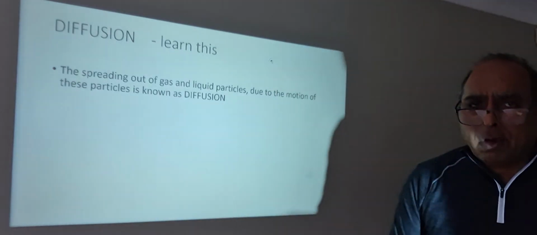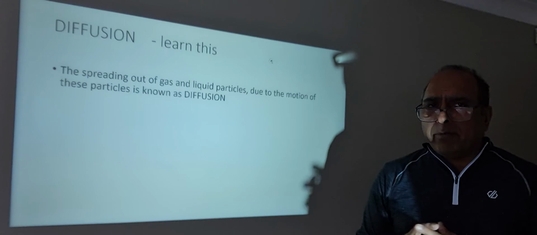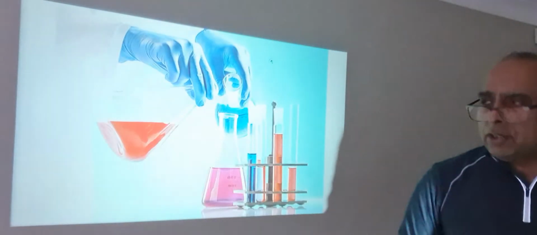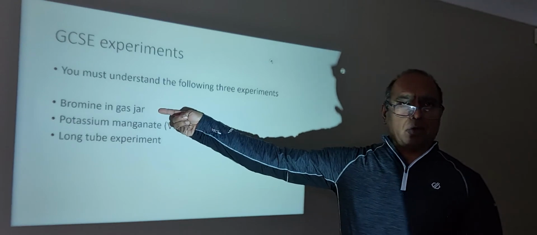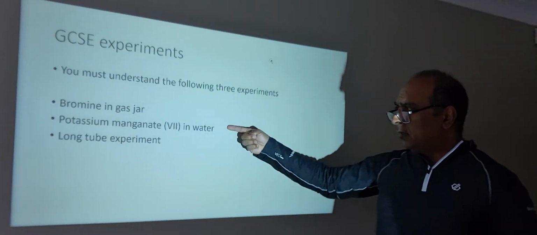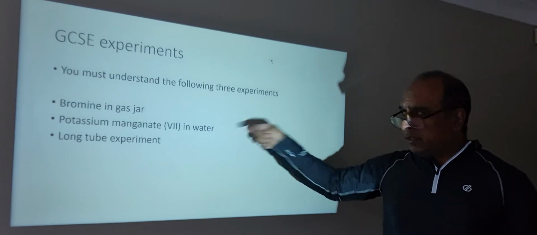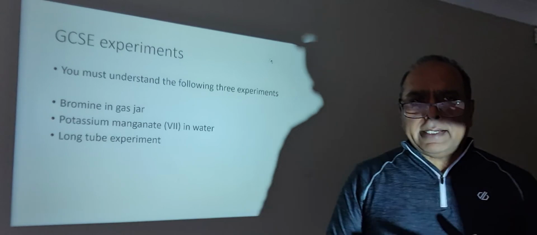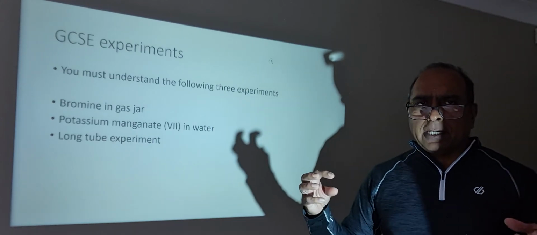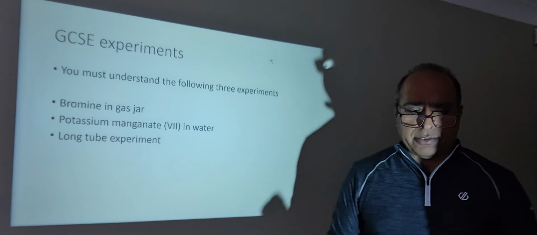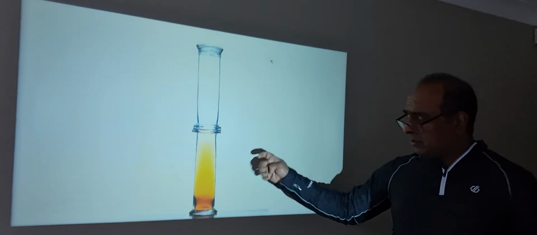Carrying on with what other evidence there is in the world, there are very common experiments that we do. So what experiments do you need to know about? Well, the experiments that we do are these three. Bromine in a gas jar, that shows diffusion in gases. Potassium manganate, which is purple crystals, put them in water, that shows diffusion in liquids. And the long tube experiment, which I'll talk about in a minute, which shows diffusion in gases, but it links the speed of diffusion to the density of the gas.